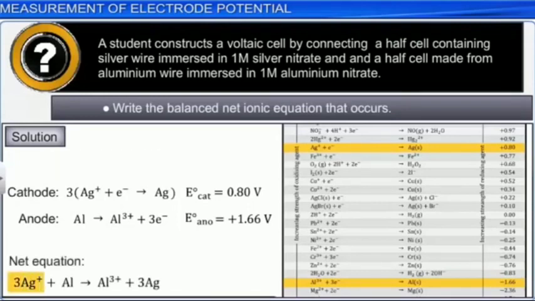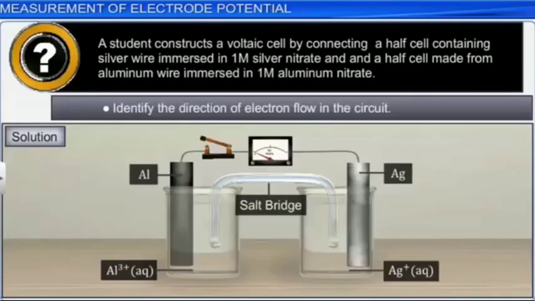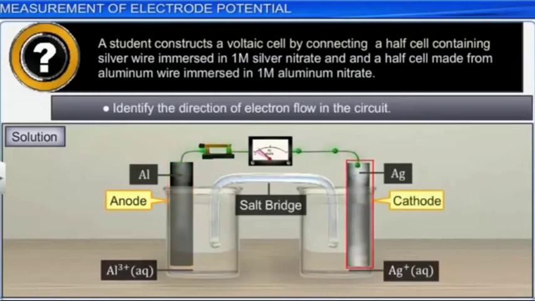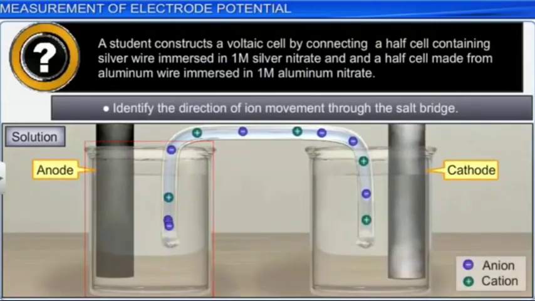To calculate the cell potential, just add the cathode and anode potentials. We get E cell is equal to plus 2.46 volts. We have enough information now to draw a diagram of our Voltaic cell. Electrons will flow through the external wire from the aluminium strip, the anode, to the cathode, silver. When the switch is closed, anions will flow from the salt bridge into the anode compartment, and cations will flow into the cathode compartment.